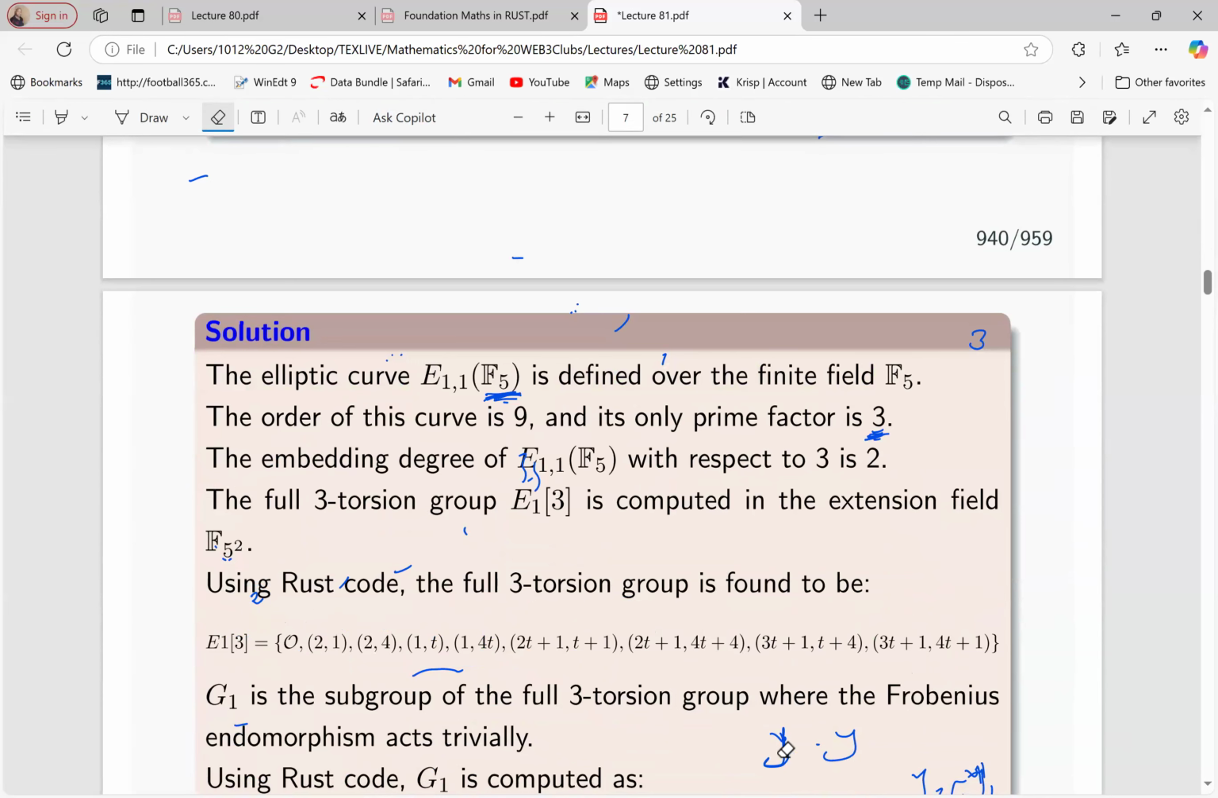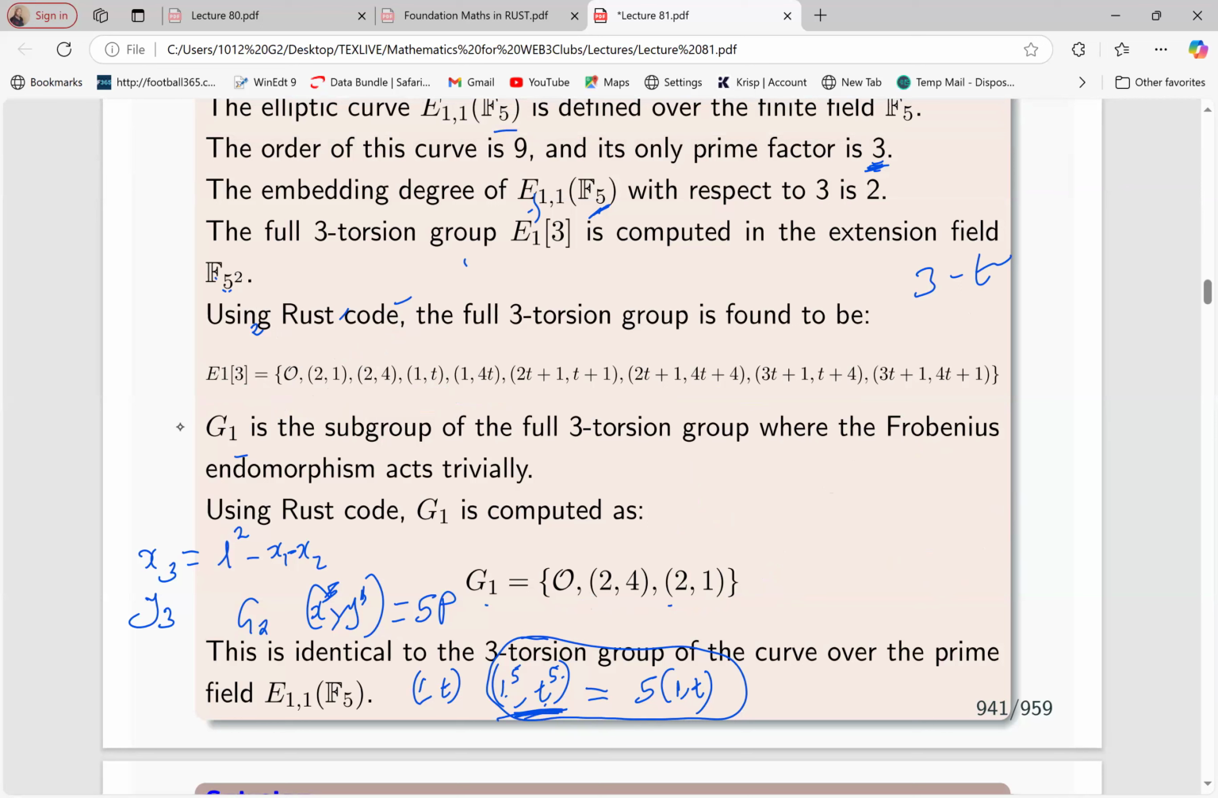How do you multiply? How do you do this? You must tell your code what polynomial you are using. For instance, in this case, our polynomial is t squared plus 2. In our workings, we've been using this t squared plus 2 as our polynomial. So you're telling it that anything t squared and above must be reduced.